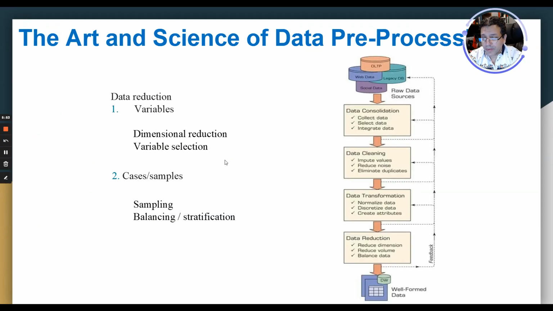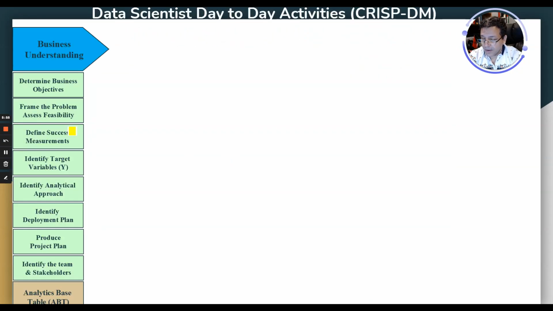So we talked about CRISP-DM. In CRISP-DM, we started by spending time understanding the problem. So we learned about the objectives. We learned about how to frame the business problem or the business statement. And not only framing it, but we need to frame it and assess the feasibility of the framing. Then we learned that we are going to need a measurement to measure how successful we are towards the end of the project.